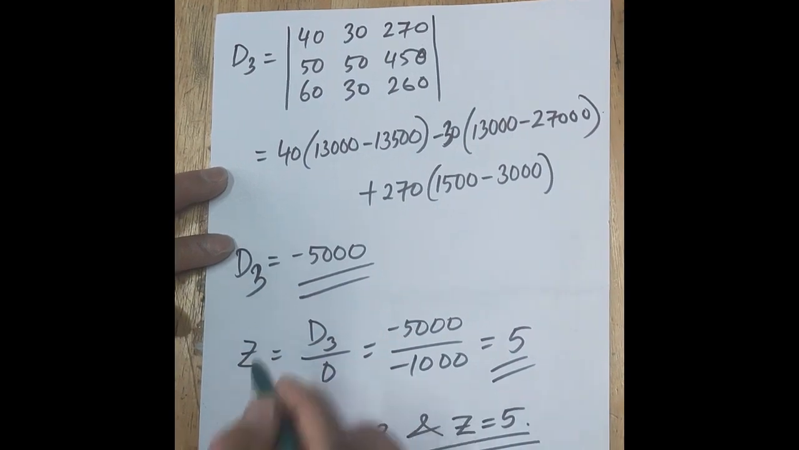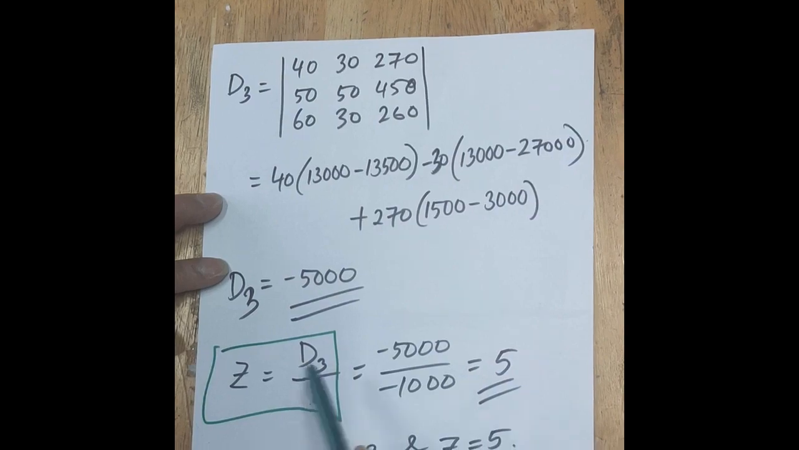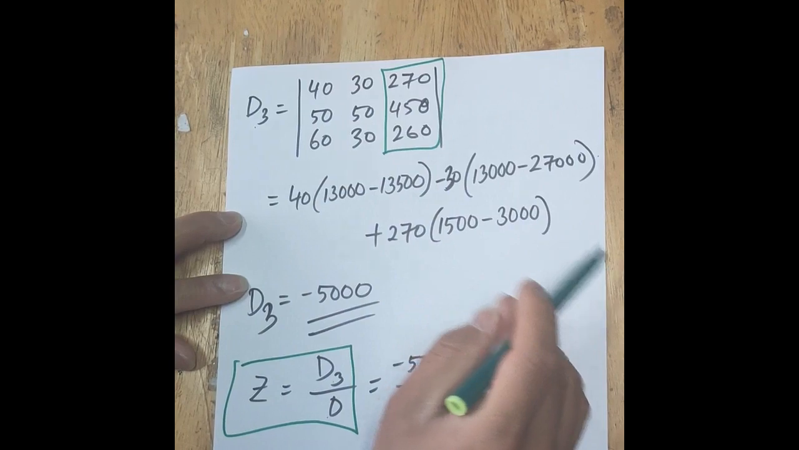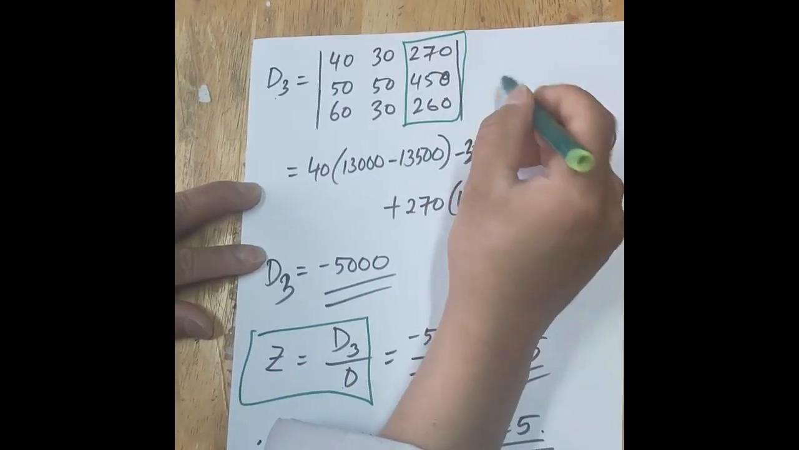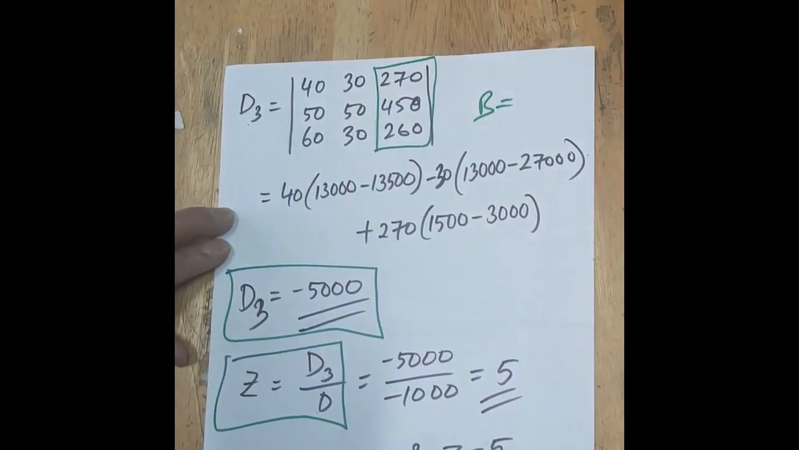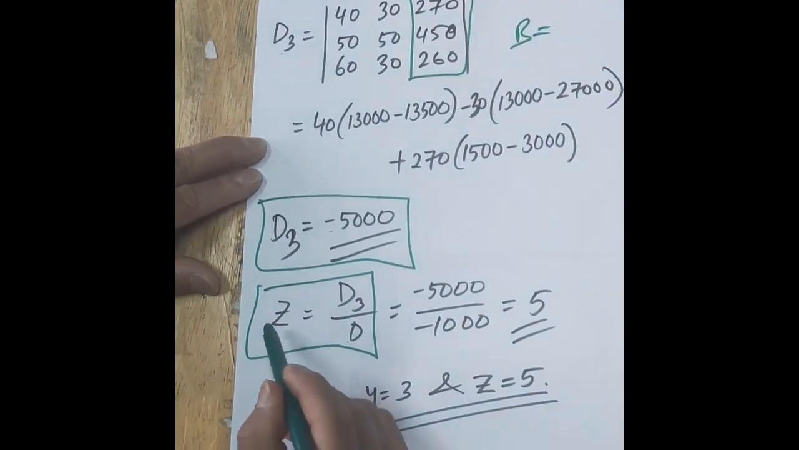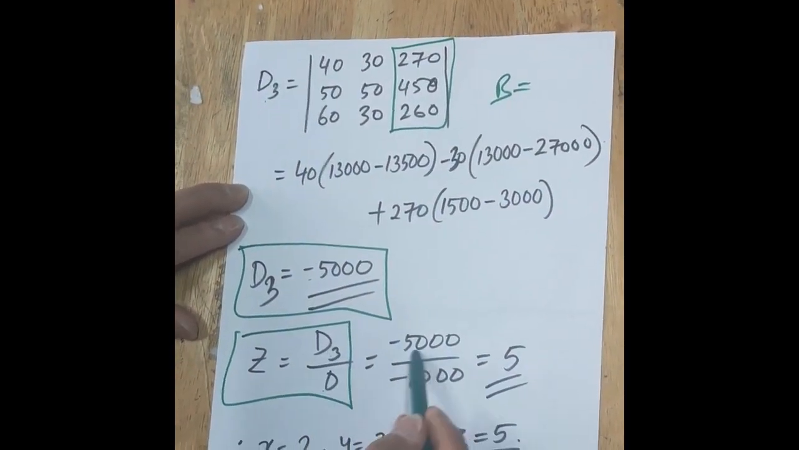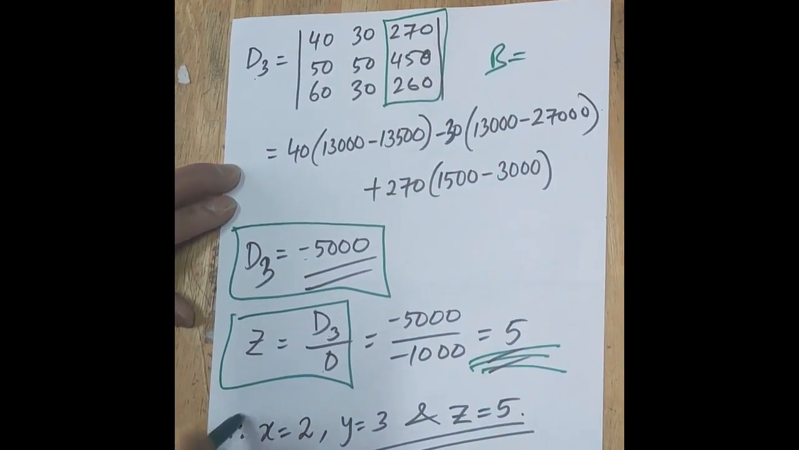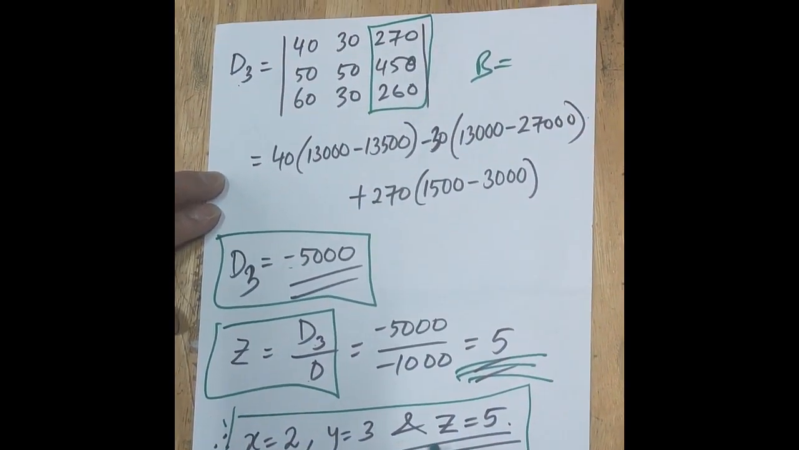Next, you have to find the value of z. Z is obtained by using the formula d3 divided by d. How do you find the value of d3? It is the determinant of the coefficient matrix after replacing the last column, or the third column, of the coefficient matrix A by the constant matrix B. Therefore, we obtain the value of d3 as negative 5000. So what's the value of z? You can plug in the values: d3 equals negative 5000 divided by negative 1000, which equals 5. Therefore, our final solution is x equals 2, y equals 3, and z equals 5.